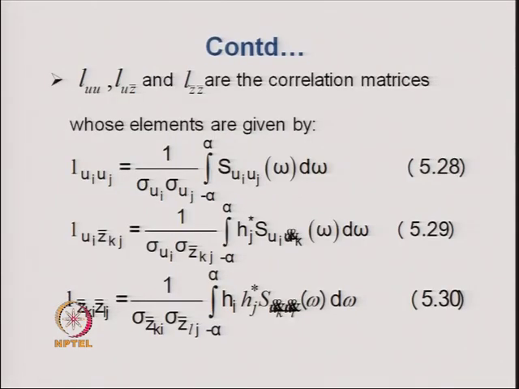The elements of the correlation matrices L UU, L U Z bar and L Z bar Z bar are given in equations 5.28, 5.29 and 5.30. L UIUJ are the elements of the L UU matrix, and equal to 1 by sigma UI into sigma UJ, times the integration of S UIUJ d omega, in which sigma UI is the standard deviation of the ground displacement at support I, and sigma UJ is the standard deviation of the ground displacement at support J. S UIUJ is the cross power spectral density function between the ground displacement at support I and support J.